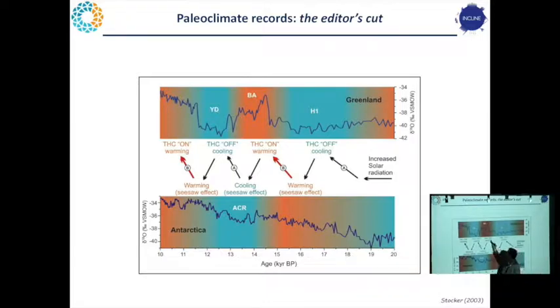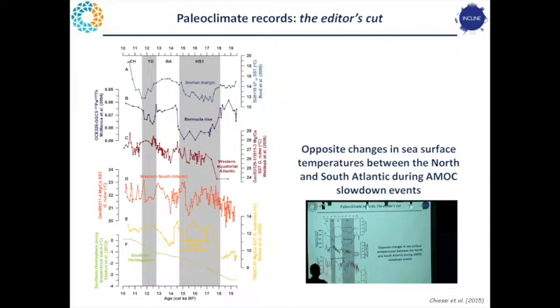When it's then turned on again, the heat is transported to the north. So we have a warm Greenland and a cold Antarctica, and so on. But this has consequences not only to Greenland and Antarctica, but for instance, off southeastern South America, we see that sea surface temperatures increased markedly during the gray bar here. The gray bar here is exactly a period of collapse of the Atlantic meridional overturning circulation.